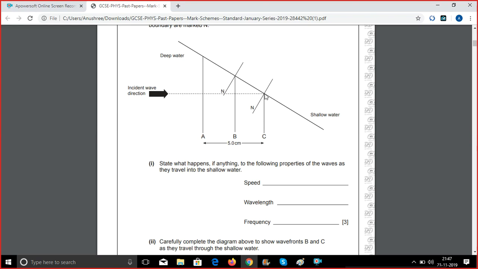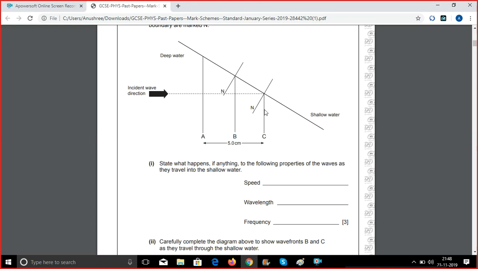So you tell me, where will this go? If you have to complete the wave direction, where will it go? It'll bend more towards the shallow water. Like this one? Yes, that's correct. And for this it will be the same as well. So this will also go like this. So this is the direction. And how you have to draw the wavefronts, see, if it's moving like this.